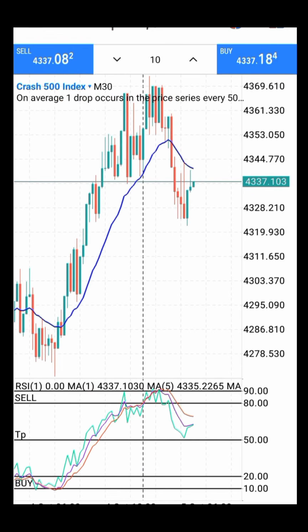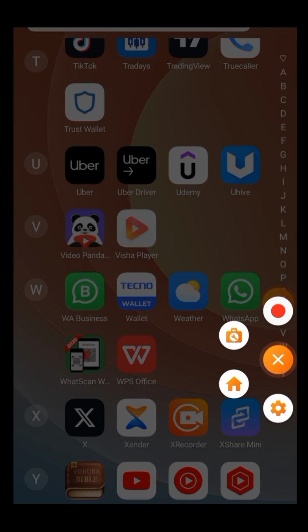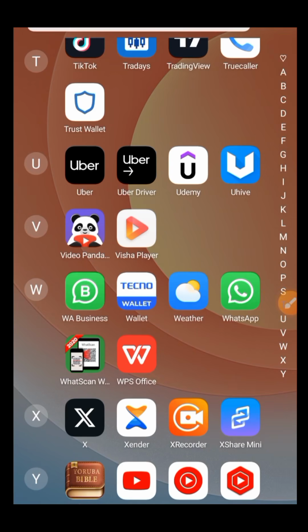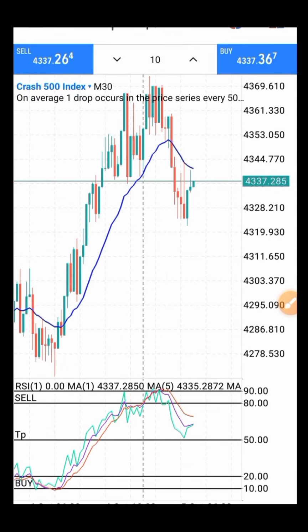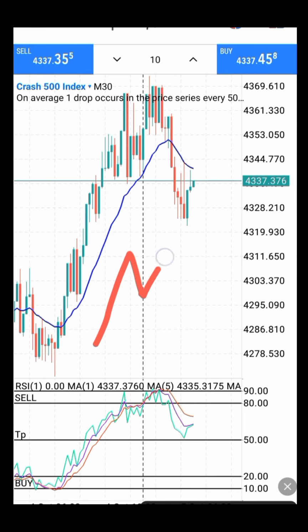What is a double top? Let me quickly bring out my drawing tools to show you what a double top looks like. This is how a double top looks if you are selling. When price is in an uptrend, it will tell you that you want to sell, and price will go back to the entry point again before selling.